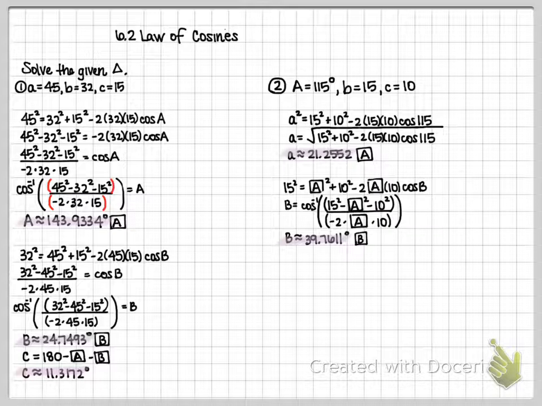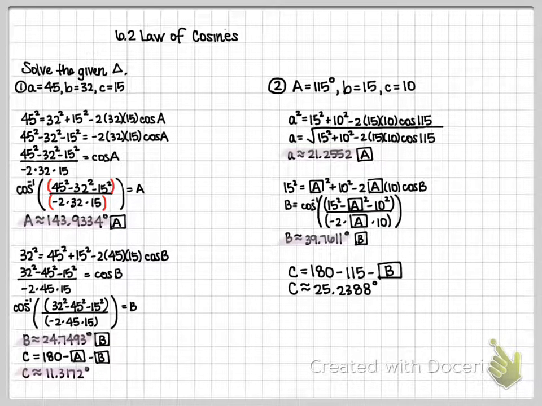So let's see, I've got a pair of A's, I have a pair of B's, and I'm missing C. Well, to find angle C, all I have to do is triangle sum. So to find angle C, I'll do 180 minus angle A, which was given to me as 115, minus angle B, which I just found, and I stored it as angle B. If I go ahead and type that in, I believe I get 25.2388 degrees. Go ahead and highlight that since that's one of the things I'm looking for.